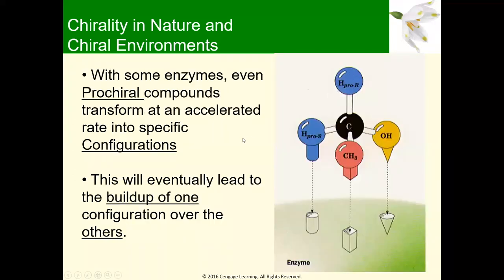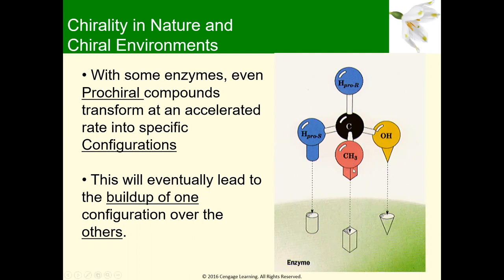Okay. And this even can occur with prochiral compounds. So with some enzymes, even prochiral compounds transform at an accelerated rate into specific configurations. You put in something that's not chiral, but you get something chiral out, in a very specific configuration. Again, you have a diagram on the right here of how that works. The protein might be an enzyme. Let's just talk about it like it's an enzyme. That active site, that pocket that the substrate sits in, has very specific geometry and intermolecular forces that specify the substrate arrangement.